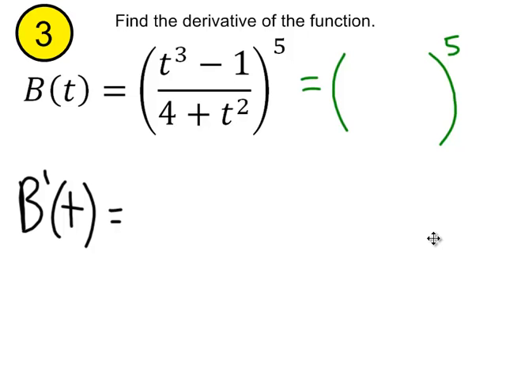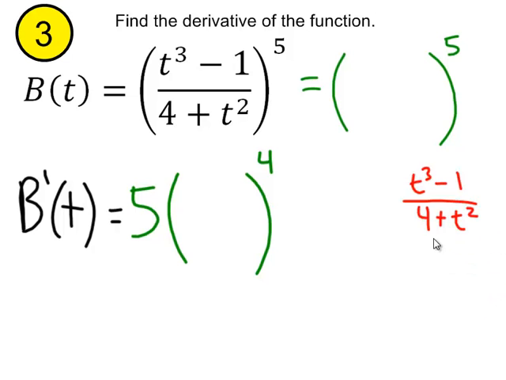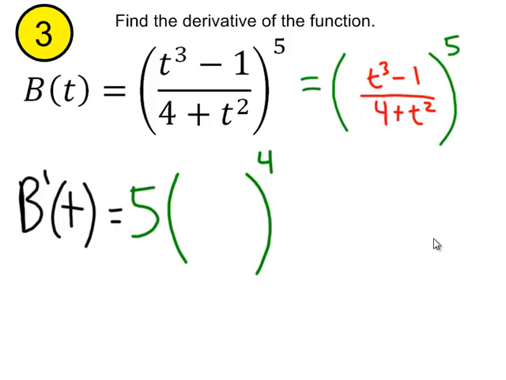Take this off to the side and say, I'm going to derive that green function right there. I'm going to derive that and get 5 blank to the 4th power, right? Now that I've got the distraction out of the way, let me bring it back and put it back in here: t cubed minus 1 over 4 plus t squared. I don't derive it here, but I derive it afterwards. I put the derivative here.